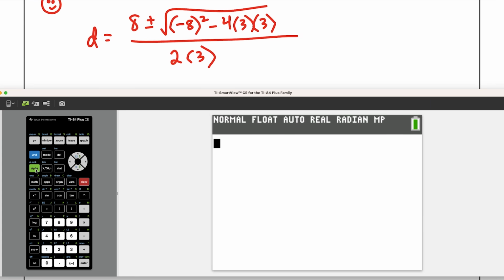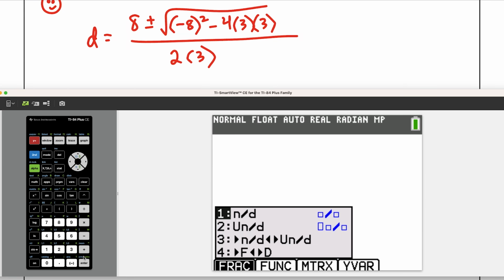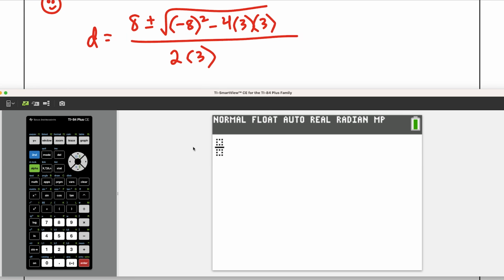So now to make sure that we're neat, I'm going to press alpha y equals enter, and that's going to pull up a fraction like this. And we have 8 plus or minus. So I'm going to do the plus first, and then I'll do the minus after. So we have 8 plus the square root of, and we could type this in all in one shot. We have parentheses negative 8 squared.